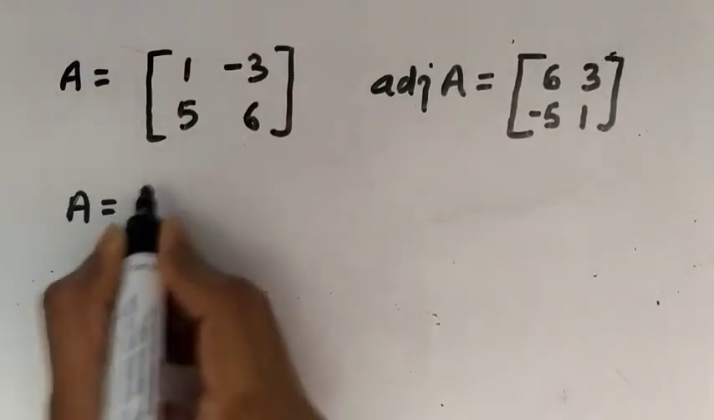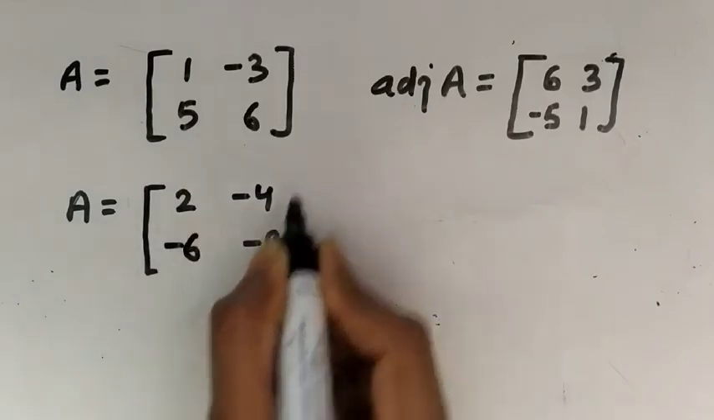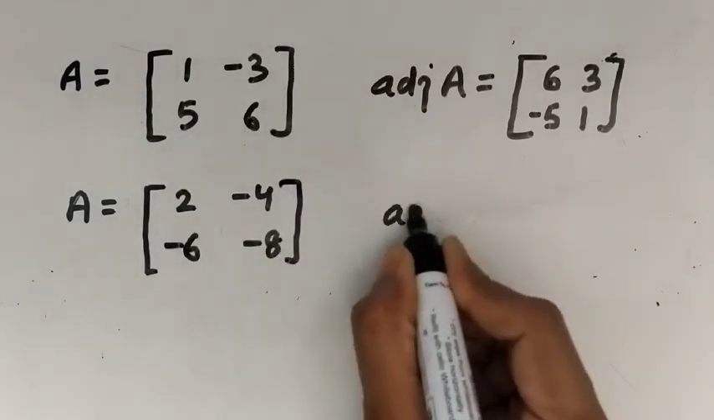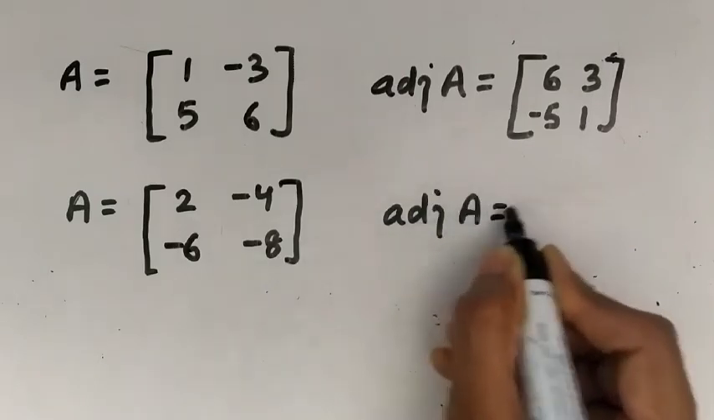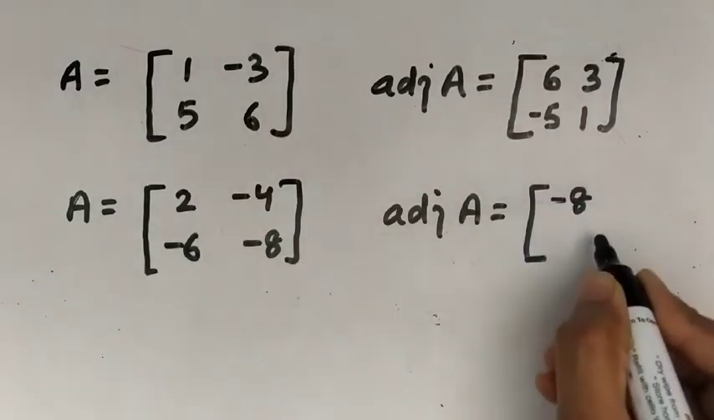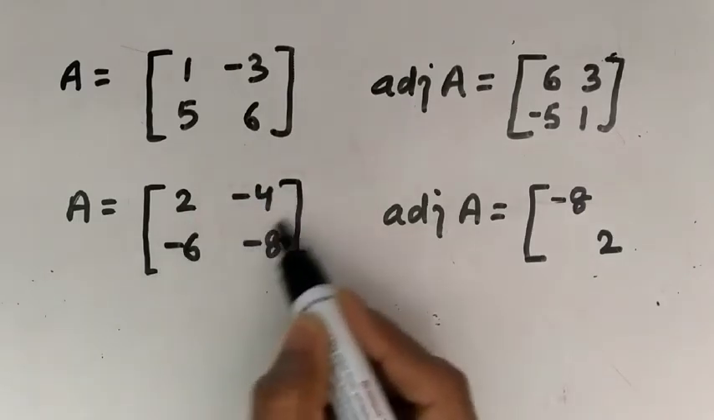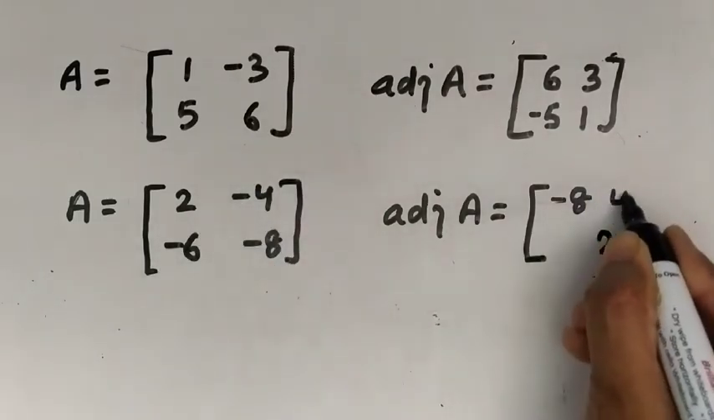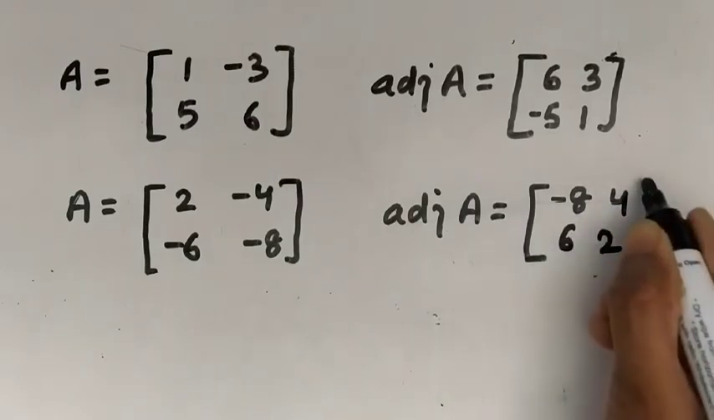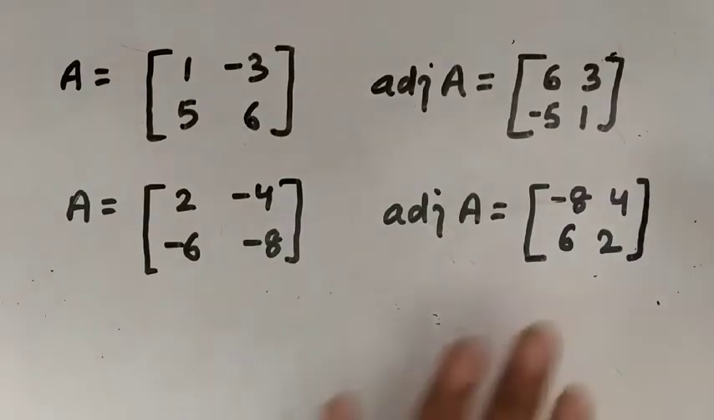Let us take one more example. Let we have a square matrix A, 2, minus 4, minus 6, minus 8. Now, adjoint of A is equal to, so first of all, interchange diagonal elements, minus 8, 2, and now change the signs of non-diagonal elements. So it will be minus 4 plus 4 and minus 6 plus 6. So students, in this way you can directly find adjoint of a square matrix A without finding cofactors.